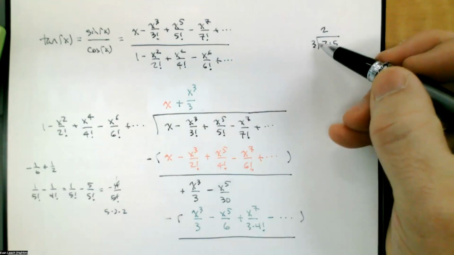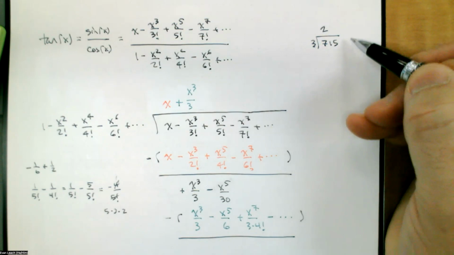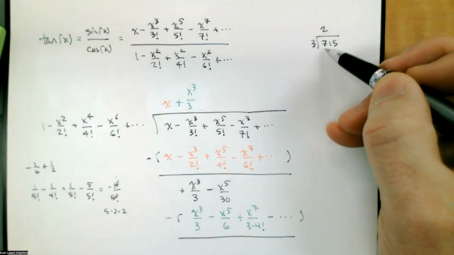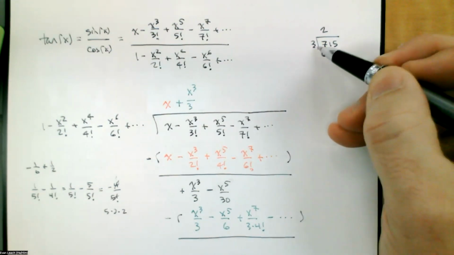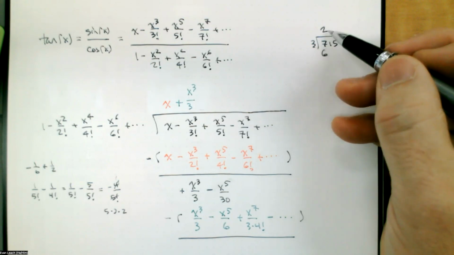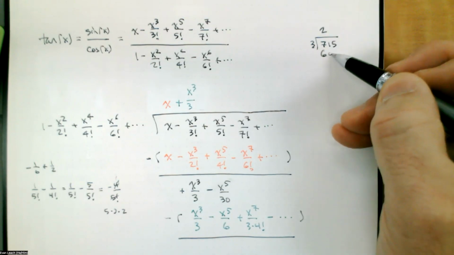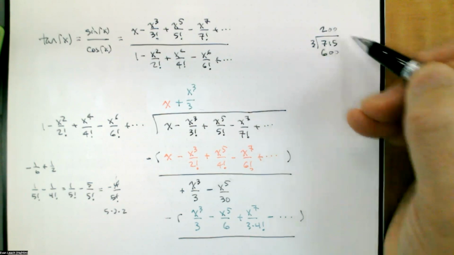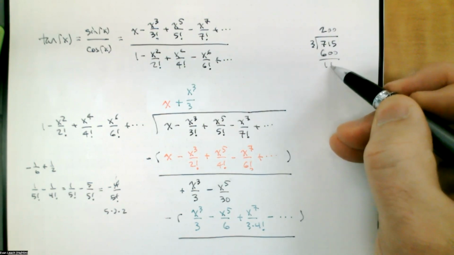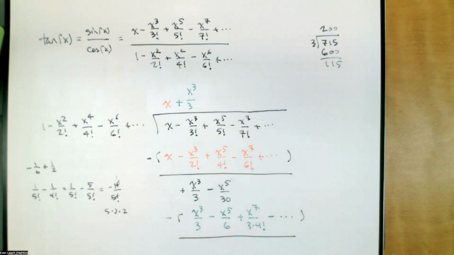Really what we're saying is how many times can we subtract 3 from 700? We could do that 200 times. 200 threes is 600. And then we subtract 115. And then we start subtracting the 3 from the 11 and so on. The whole point of the algorithm is to subtract in pieces.